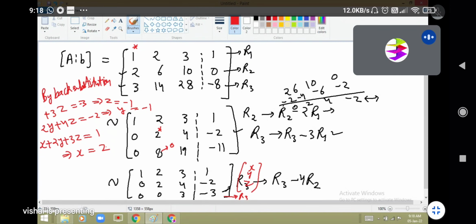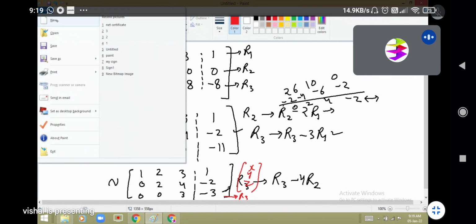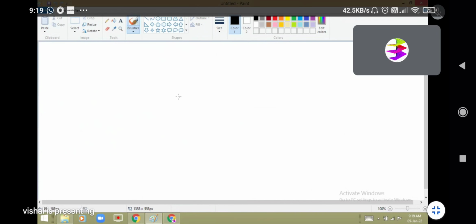Okay, is it clear to all of you? Is this method clear to all of you or not? If you have any doubt, then please let me know. And I am going to give you one practice question. Please do it with the help of the matrix method, and try to understand whether you understood the method or not.